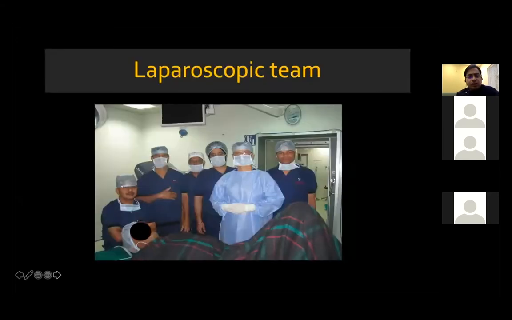This is our laparoscopy team at Muljibhai Patel Urological Hospital. The scrub techs are constant, the anesthetists are constant. Therefore, the program develops very fast.